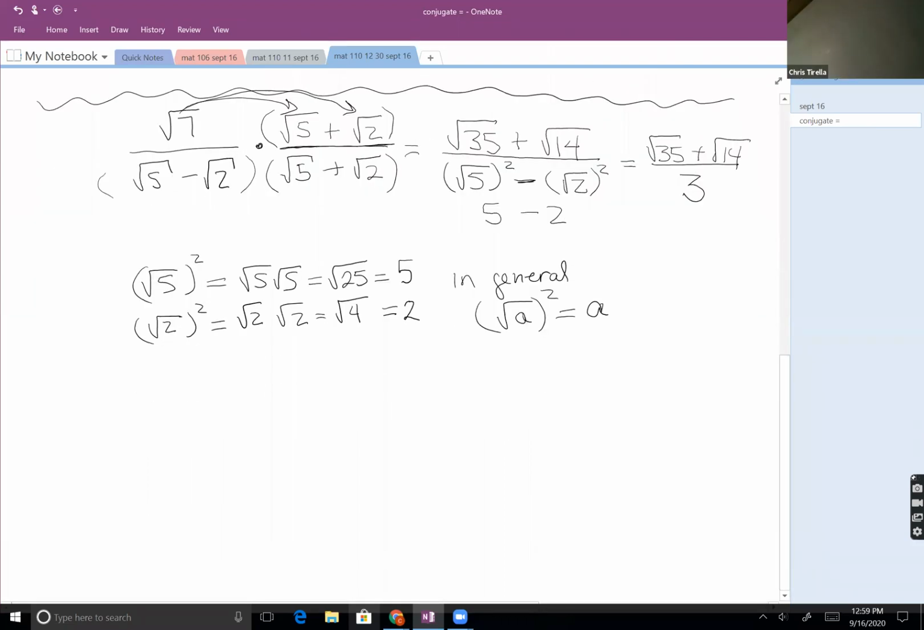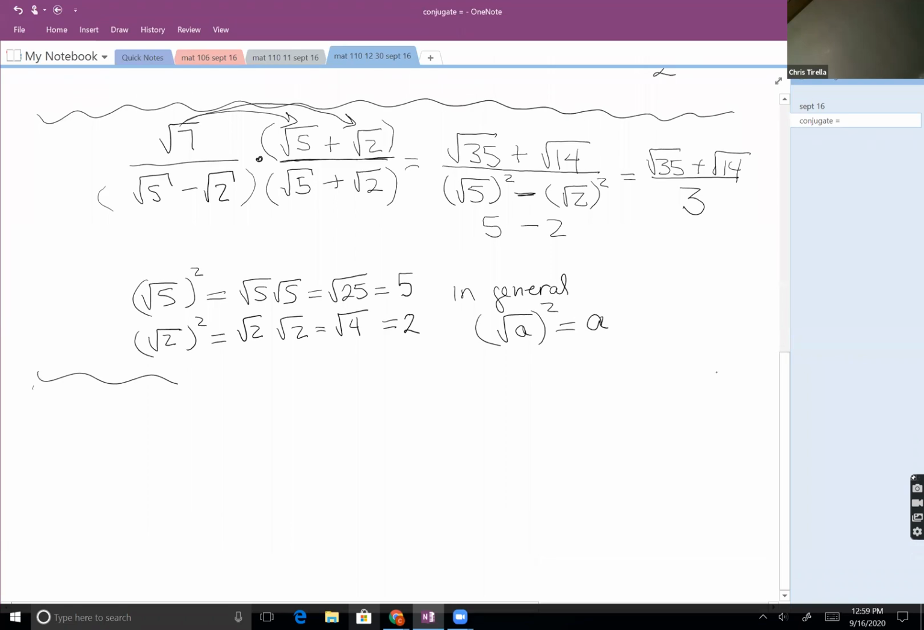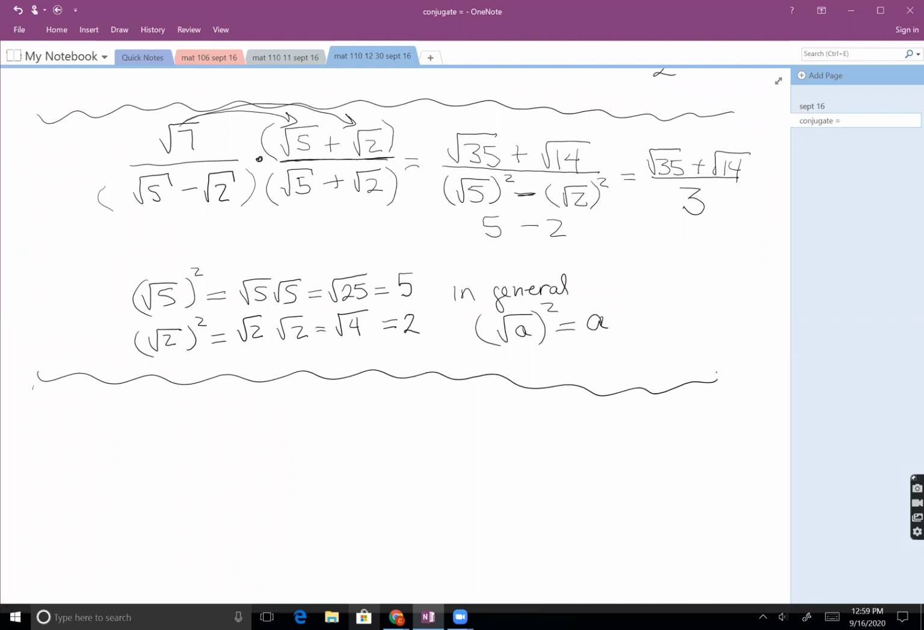Should we try another one? I have a question. Sure. So when the final answer is radical 35 plus radical 14 over 3, would you want us to leave it like that, or would you want us to find the largest square out of 35 and 14 and then leave it like that? If there were a largest square in 35 and 14, you could.